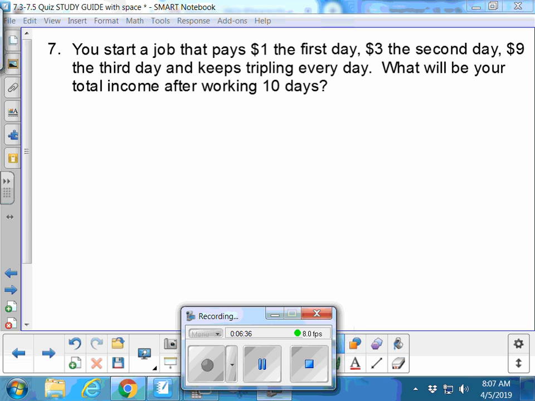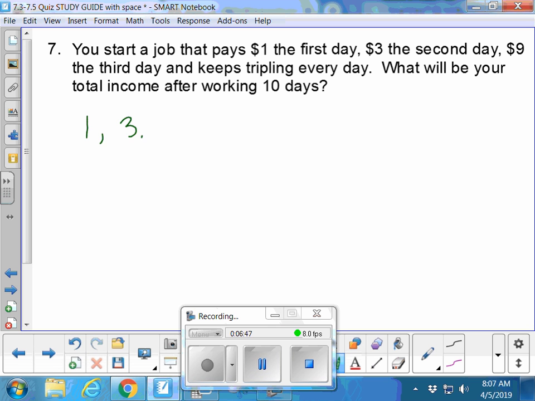You're going to start a job that pays $1 the first day, $3 the second day, and $9 the third day, and keeps tripling every single day. Is this going to be an arithmetic sequence or a geometric sequence?